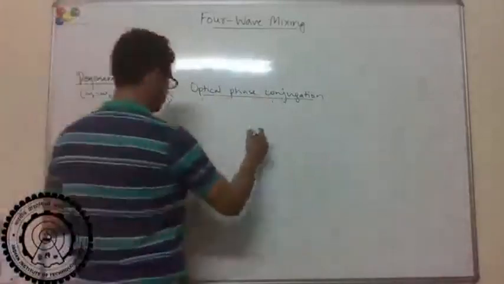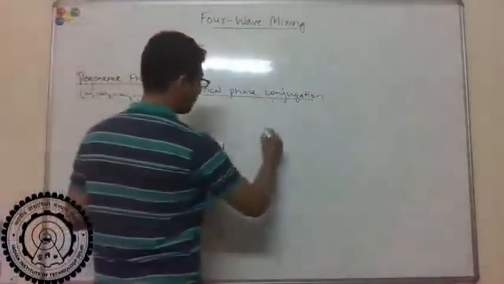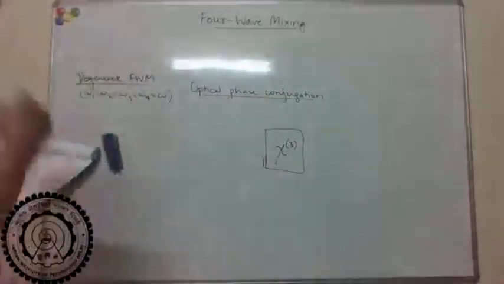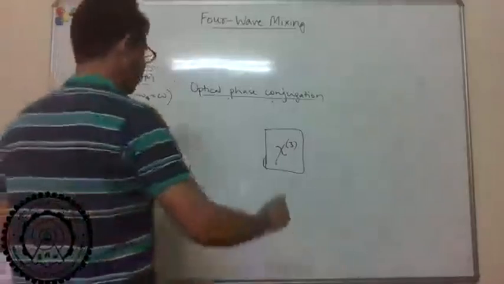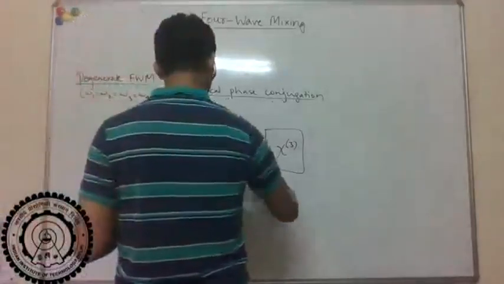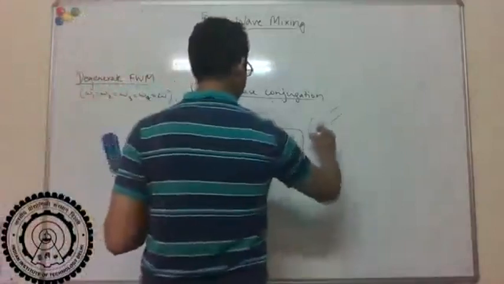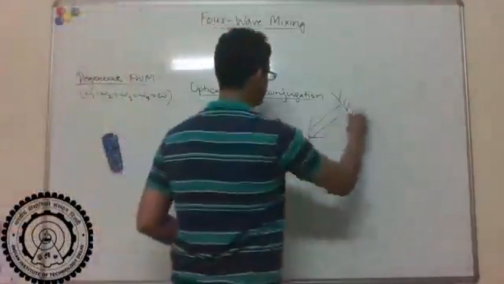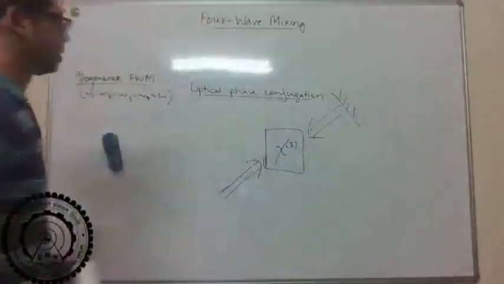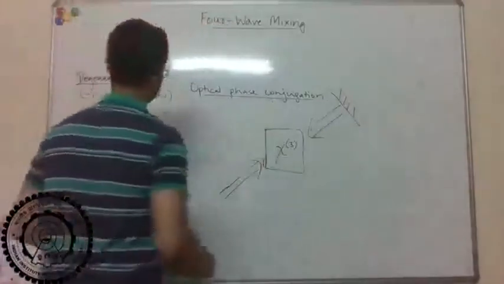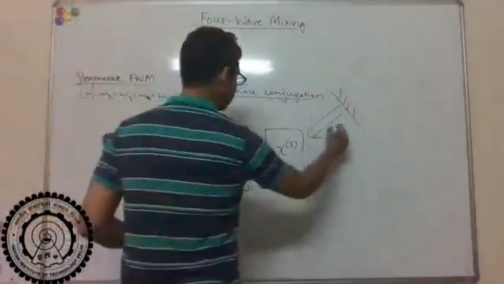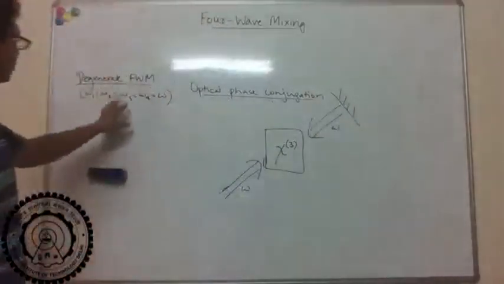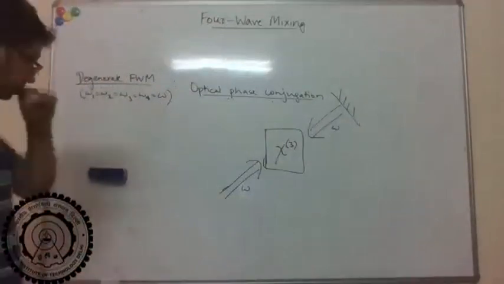Okay, so now let's imagine you have some chi-3 medium here, and I have two strong pumps. So two strong waves counter propagating to each other. For example, it could just be one wave and then I could have some mirror here which retro reflects it back. So I have two strong waves, both at frequency omega. So we'll consider degenerate photon mixing. So we consider 4 beams, all of them have frequency omega.